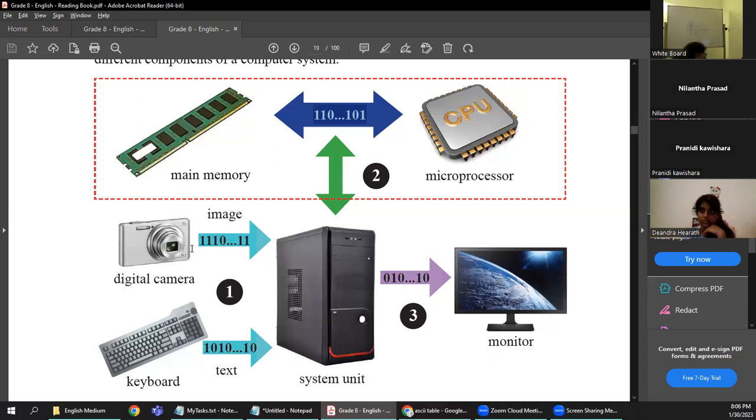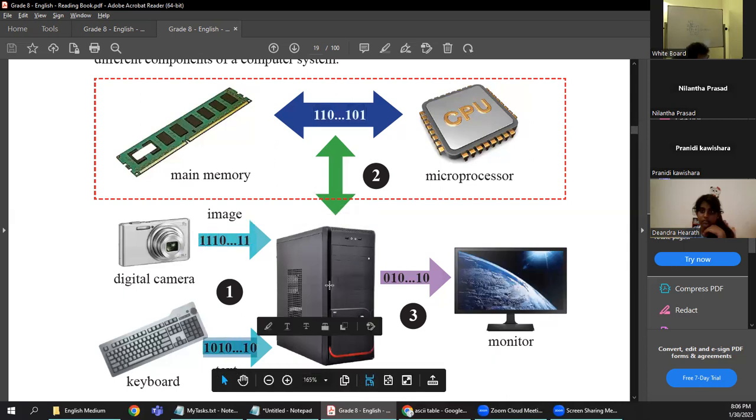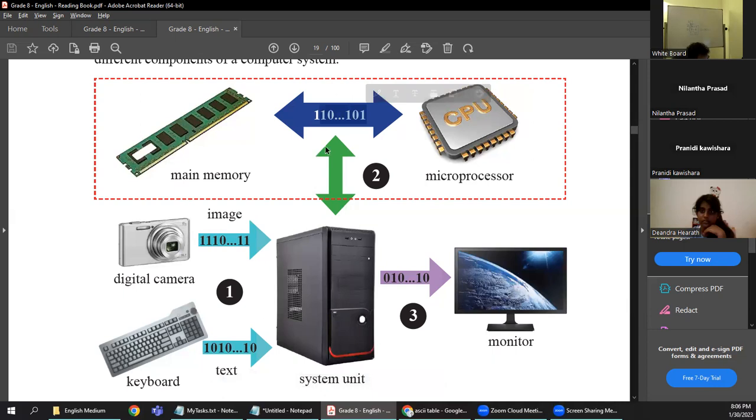So you can see the digital camera, keyboard, all these things capture the data and send it in these bit streams or bit patterns towards the computer. The computer's main memory stores it as a bit pattern, and the microprocessor processes it with the same bit pattern, making some modifications based on the output, and again it is sent to the monitor, right? This is how it works.